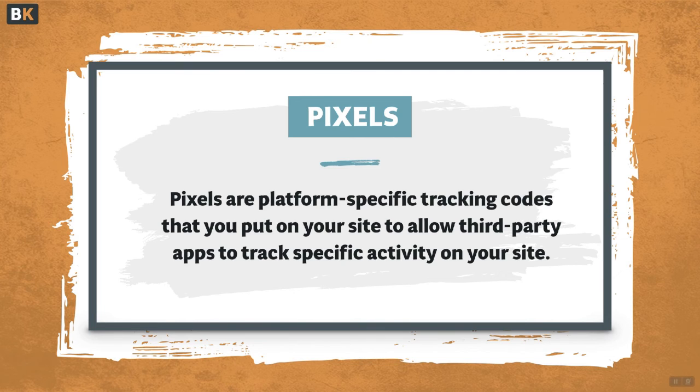Pixels are platform-specific tracking codes that you put on your site to allow third-party apps to track specific activity on your site. So common tracking pixels include the Facebook pixel and the Pinterest pixel. Both of these pixels are used when creating ads for the specific platform and allow the platform to track the performance of those ads based on related activity between the platform and your website. So essentially, a pixel is a cookie, and we didn't really talk much about cookies, but when we talk about analytics, when we talk about pixels, anytime data is being tracked, they're using cookies to do that.